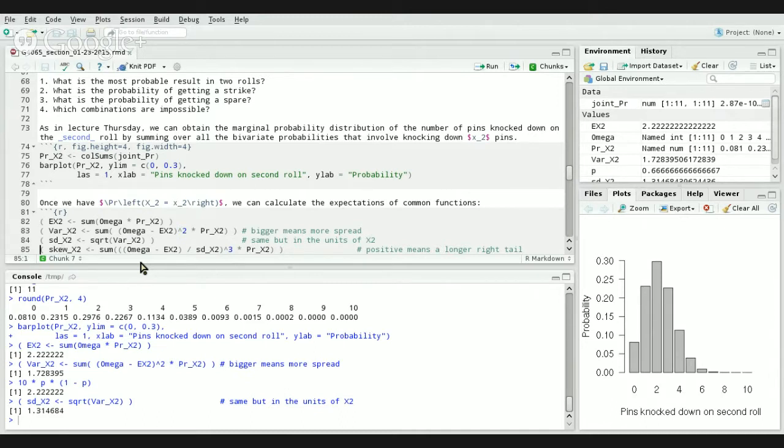We can calculate the skewness of the distribution for the number of pins knocked down on the second attempt by using a slightly different g function. This is the function x minus its expectation divided by its standard deviation, that quantity raised to the power of 3, and then multiplied by the probability of each element in the sample space occurring, summing over the entire sample space. So what does skewness tell us?